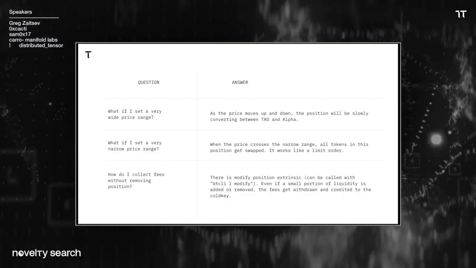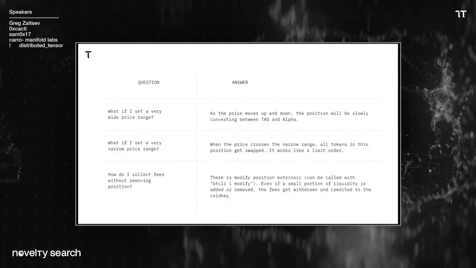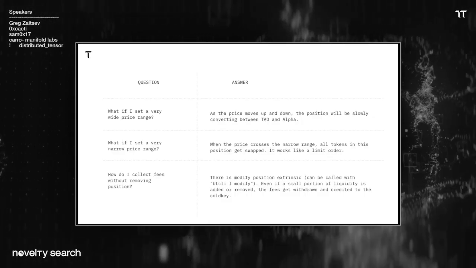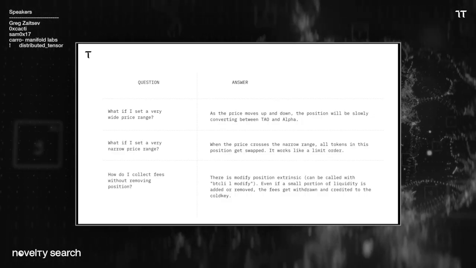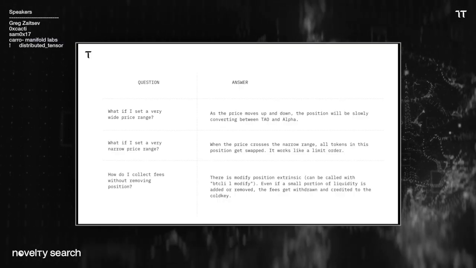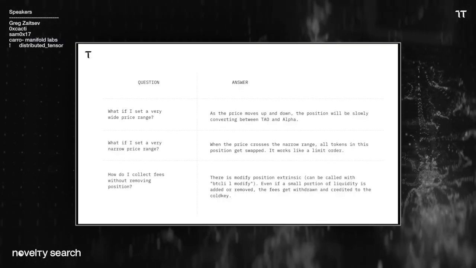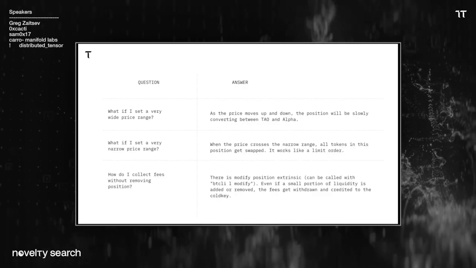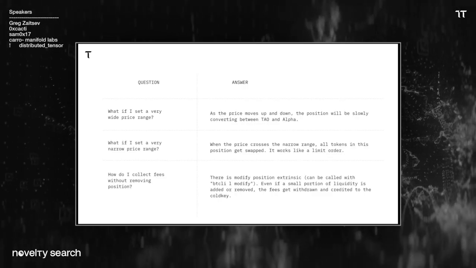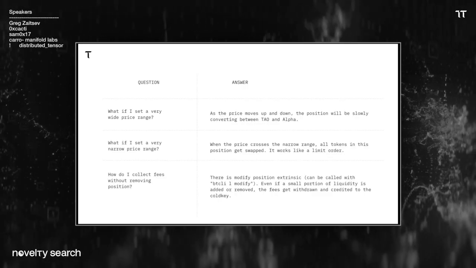Okay. So again, the narrow price range works as a limit order. We just put the price as a very concentrated liquidity which executes at once the price crosses this liquidity.